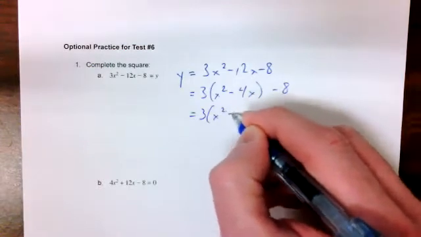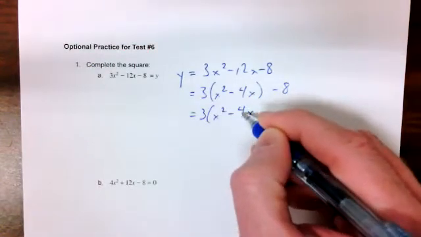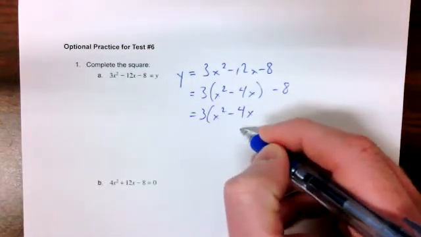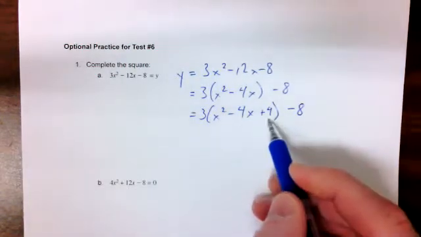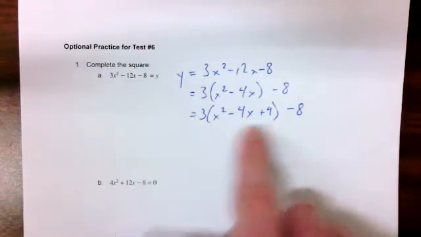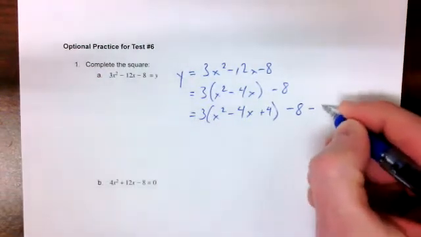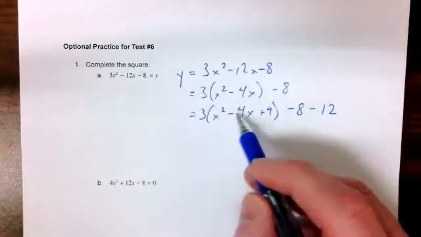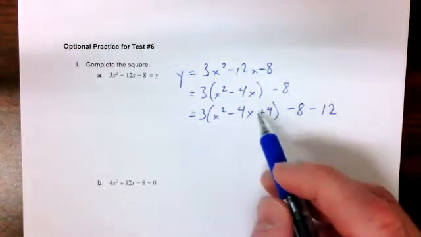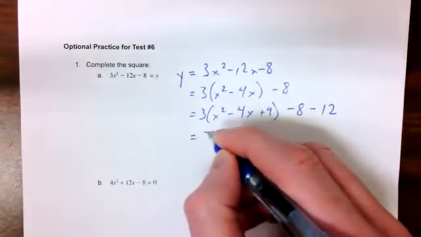3 times x squared minus 4x, negative 4 divided by 2 is negative 2. Negative 2 squared is positive 4. Now I've added not only the 4, 3 times 4 is 12, I've added 12. So I have to take away 12. If this was on the other side of an equal sign, I would add on one side, add on the other, but it's all on the same side, so I've got to keep it balanced. Complete the square.